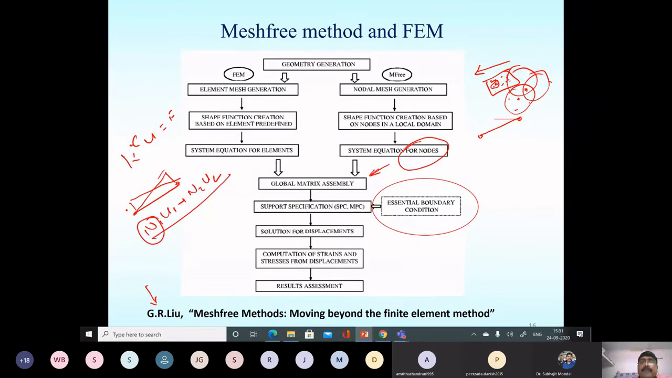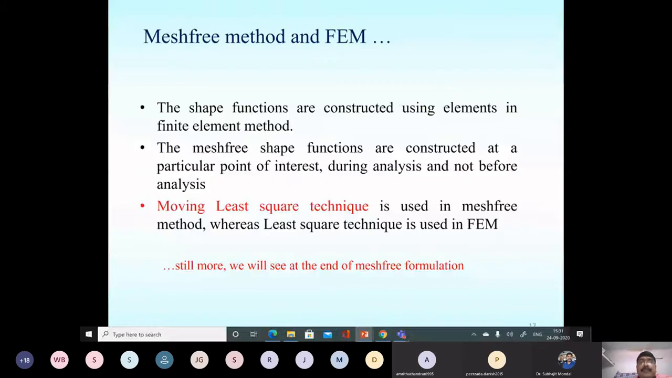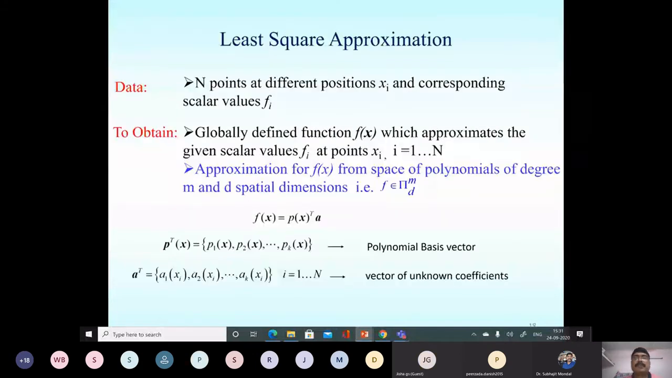So with that, I'll skip these slides. Now to get into Meshfree techniques or EFGM, let's start with something very familiar to all of you, least square approximation. I have n points at different positions, with scalar values, and I want to fit a curve. How do you fit a best-fit curve? Then you use least squares.